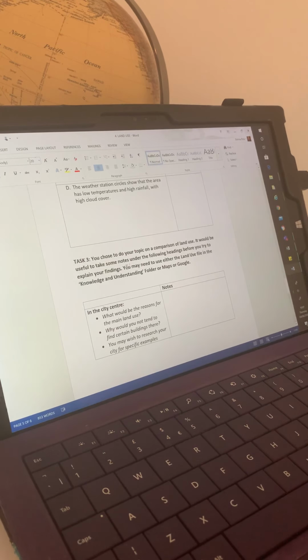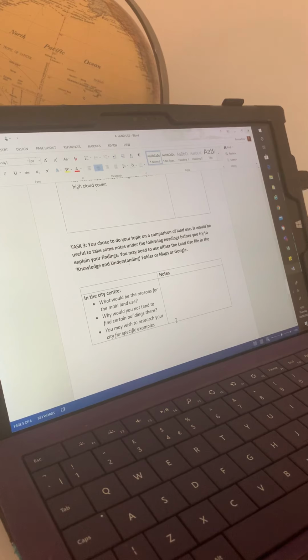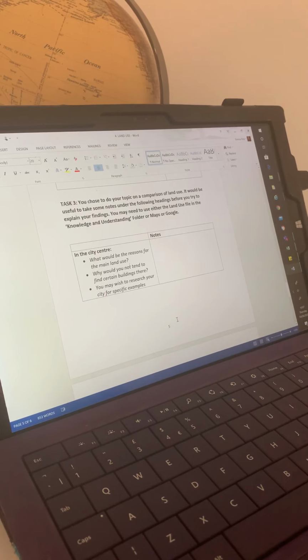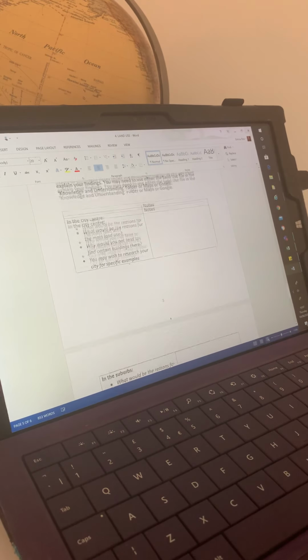Right, for task 3, this is where I think it'd be a good idea for you to start taking notes, which will hopefully help you for your project. So in the city centre, what was the main land use? Why might this have been? You might want to look up your city for specific examples, or refer back to the land use survey document that you've got. If commercial was high, what were some of the buildings that were commercial?